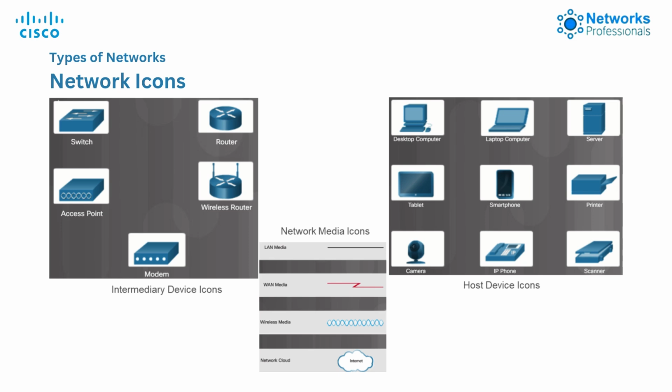Network media icons. These icons illustrate the transmission medium used in a network, such as Ethernet cables, fiber optics, or wireless signals. They show how devices are physically or wirelessly connected. Host device icons. Host devices are the end-user devices in a network, like computers, laptops, servers, and smartphones. These icons represent the devices that send and receive data over the network. Understanding these icons helps in visualizing the components involved in different types of networks such as LAN, WAN, and WLAN, and how they interact with one another.